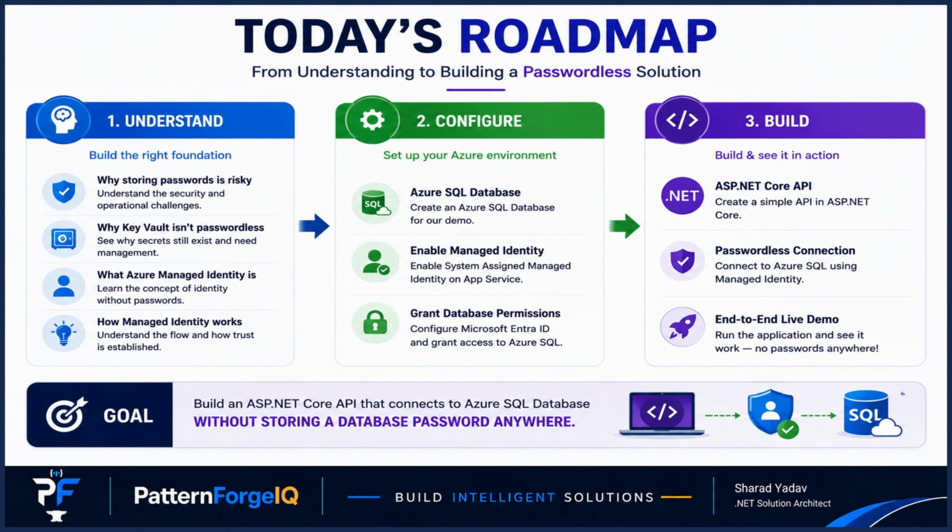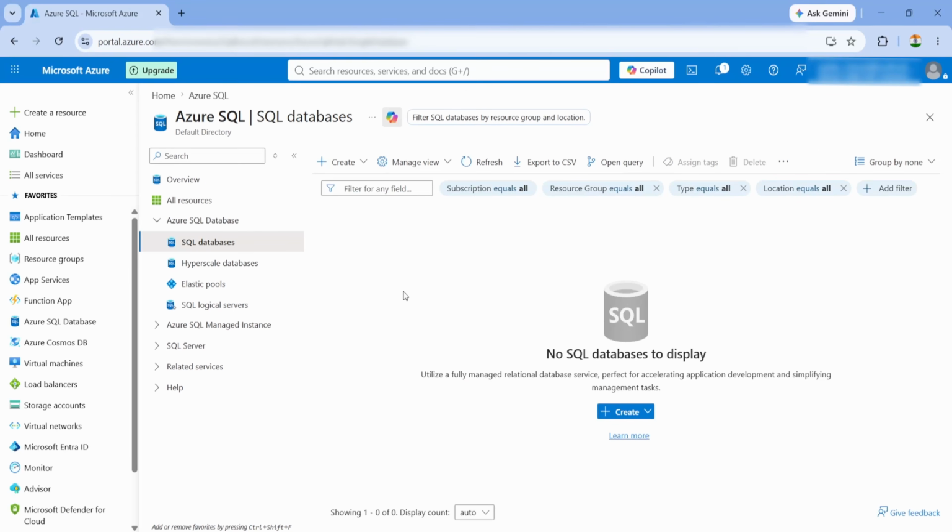First, we will prepare Azure SQL and make sure Microsoft Entra authentication is available. Then we will create the Azure App Service that will host our .NET application. We will enable managed identity for that app service. After that, we will authorize that identity inside Azure SQL. Then we will update our .NET connection configuration so there is no database username or password. Finally, we will deploy the application and verify that it can access Azure SQL using identity-based authentication. So let's start with Azure SQL Database.